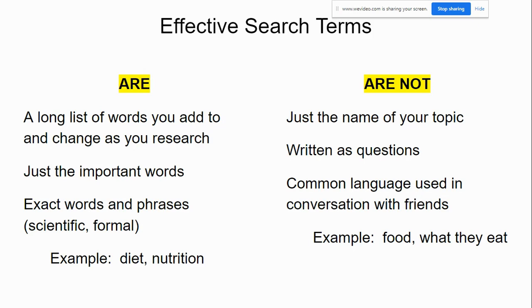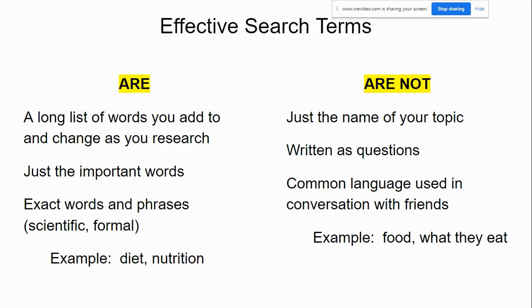So if I'm researching bluebirds, I could research bluebirds and habitat. I would not write it as a question, what is the habitat of bluebirds, and put that in Google. I would not do that. I would narrow it to just the important words. They are exact words and phrases. So they're going to be things like bluebirds habitat, not bluebirds where they live. Okay, you want exact words and phrases.